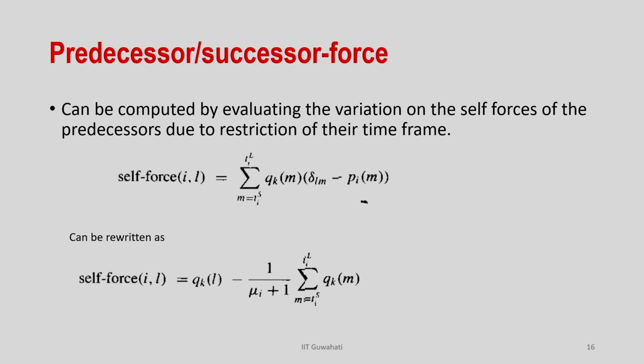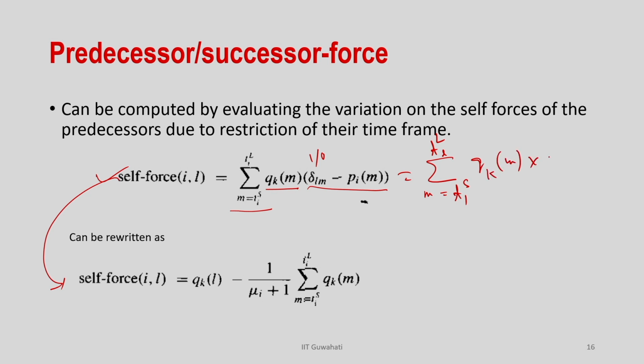So, the self force, we already know, is basically the summation from TIS to TIL, where I multiply the type distribution with the change in probability, and the probability will be either 1 or 0 minus the actual probability. Okay. So, that I have already understood. So, I can rewrite this equation as follows. It is basically the summation of m equal to TIS to TIL of Q K m into delta I m, minus the summation of m from TIS to TIL, where I multiply these two, Q K m into P I m, right.